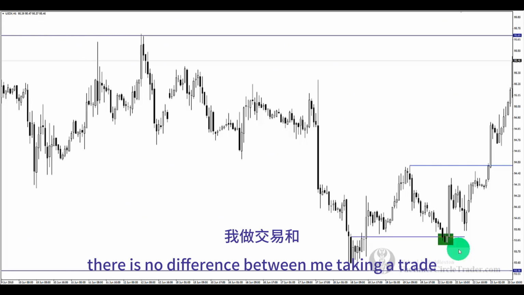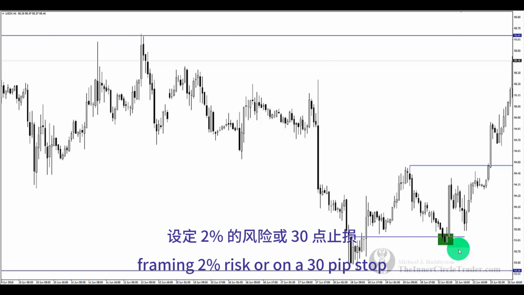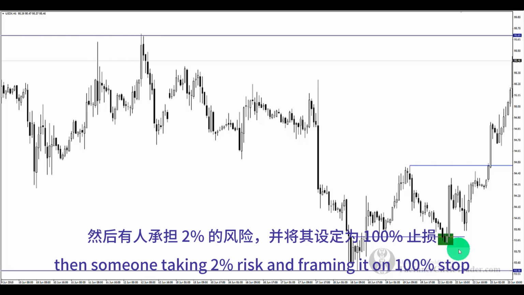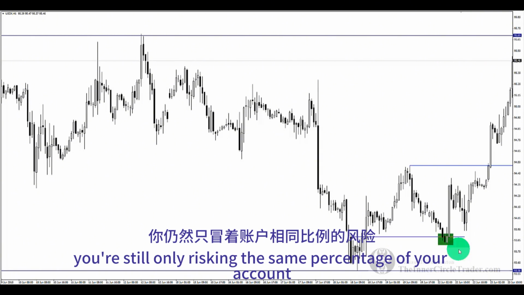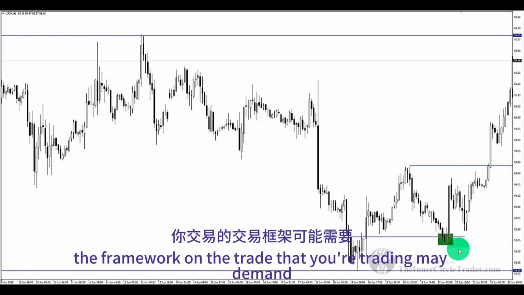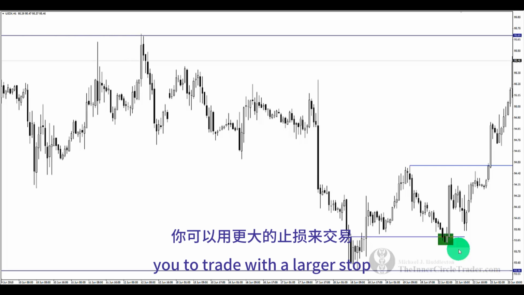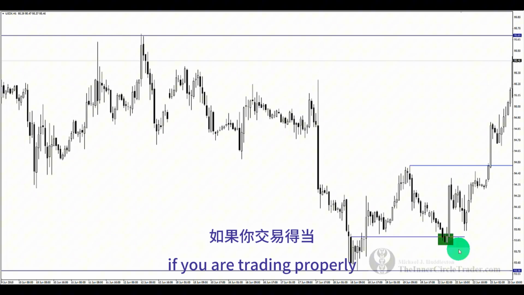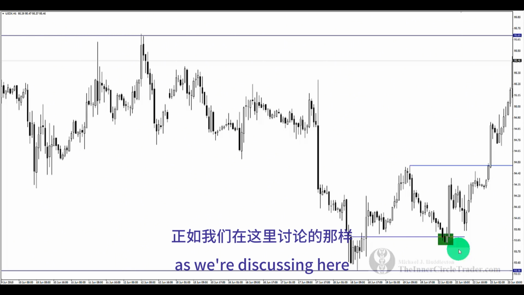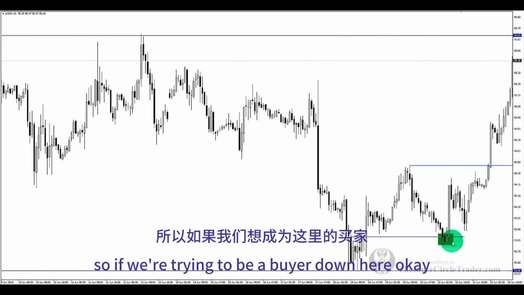It's all relative to what you frame your risk around. There is no difference between me taking a trade framing 2% risk on a 30 pip stop and someone taking 2% risk and framing it on a 100 pip stop. Absolutely nothing. There's no difference in that. You're still only risking the same percentage of your account. The framework of the trade you're taking may demand a larger stop, and there's absolutely nothing wrong with that if you are trading properly with a higher time frame or institutional order flow, as we're discussing here.